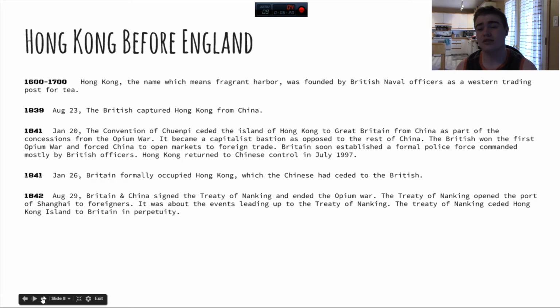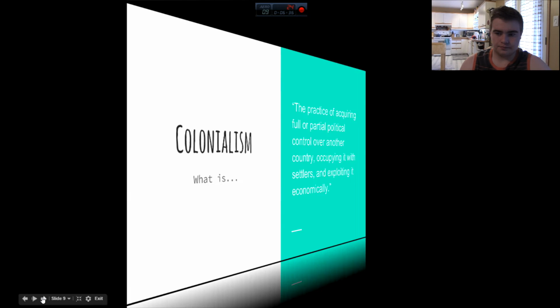In the 1600s to 1700s, Hong Kong, whose name actually means fragrant harbor, was founded by British naval officers as a Western trading post for tea.